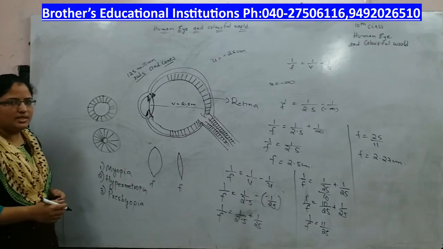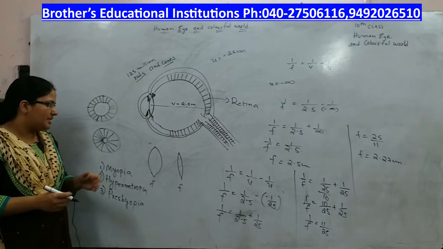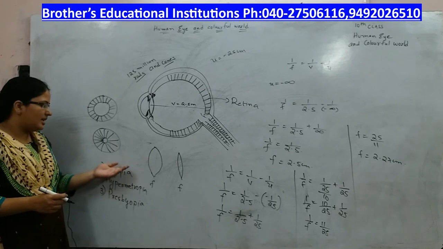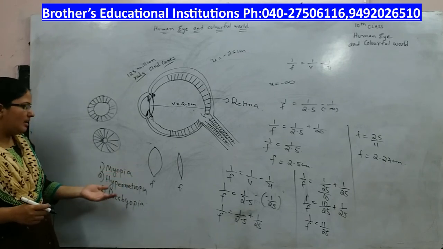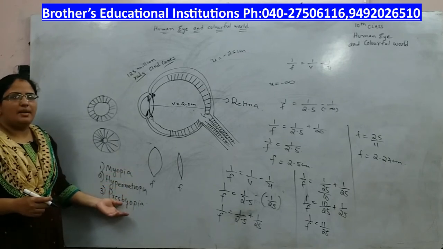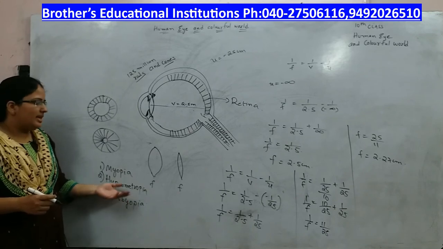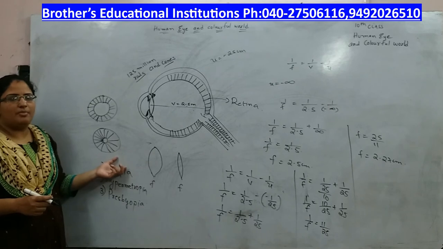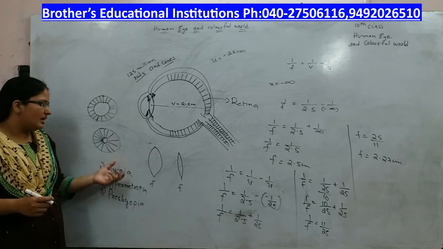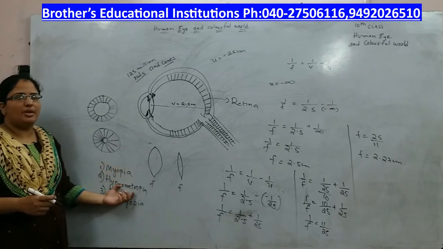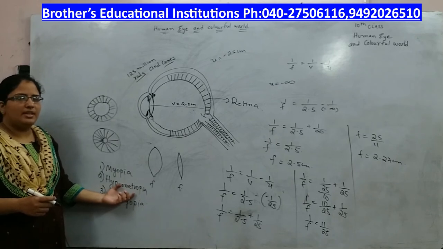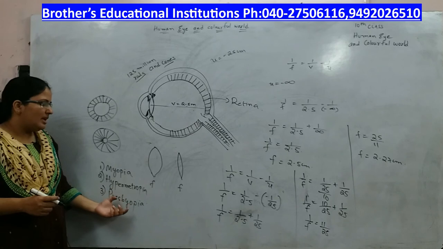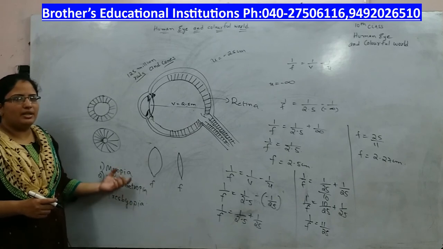Because the eye lens loses its accommodation power, the person may have three kinds of eye defects, that is myopia, hypermetropia and presbyopia. So in the next class we shall discuss myopia, what is the correction and what type of lens should be used. We will also discuss hypermetropia, how the eye defect is corrected with the help of a lens. We shall also discuss presbyopia in the next class.